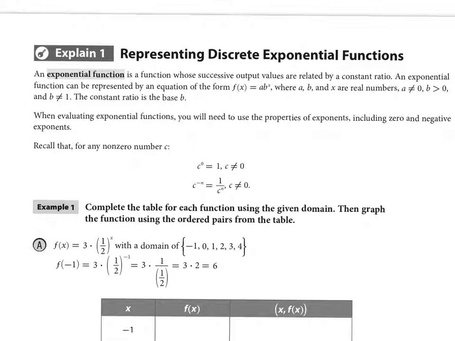So as a review here, remember we said anything to the 0 power is 1, except for 0. You cannot do 0 to the 0. We said that's undefined. Also, anything to a negative exponent, we said to make positive, you do the reciprocal. Rewrite it as the reciprocal and use a positive exponent here.